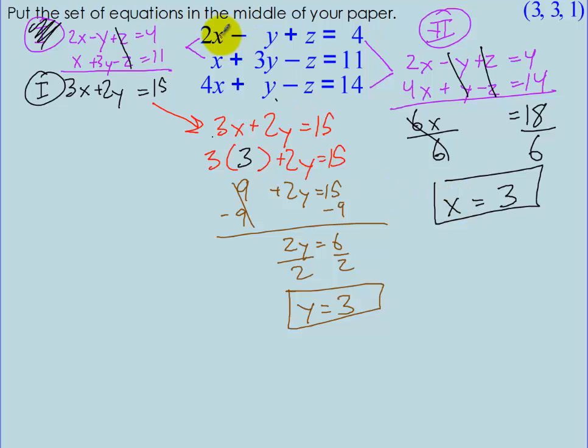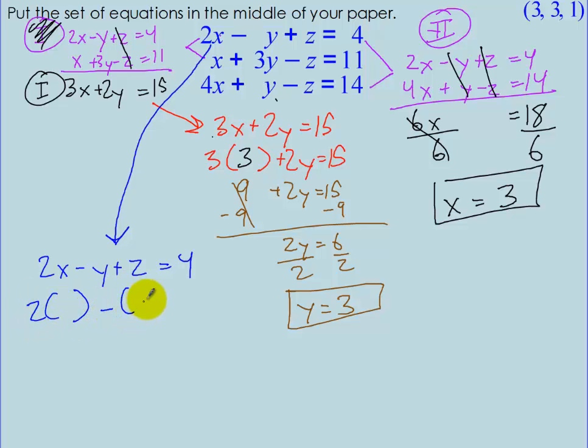Well, go to one of these originals, and we're going to solve for z. Any one of these you want to, it doesn't matter. I'm going to take the top one, because I just chose the top one. So 2x minus y plus z equals 4. I'm going to plug in x is 3, so it's going to be 2 times something minus something for y plus z equals 4. I'll put this little tick in z so it doesn't look like a 2.